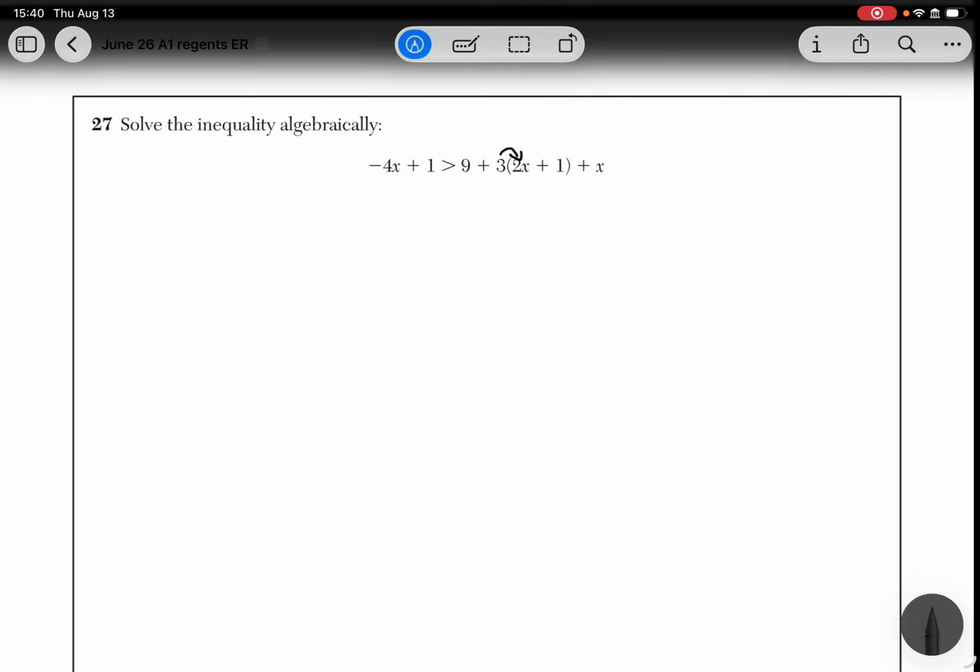So we're going to distribute the 3 to the 2x and then 3 to the +1 and just rewrite that inequality. So we have -4x plus 1 is greater than 9 plus 6x plus 3 plus x. From here, we can combine like terms. So I'm going to check the left side. There are no like terms, but on the right side, I notice that there are a couple of like terms.